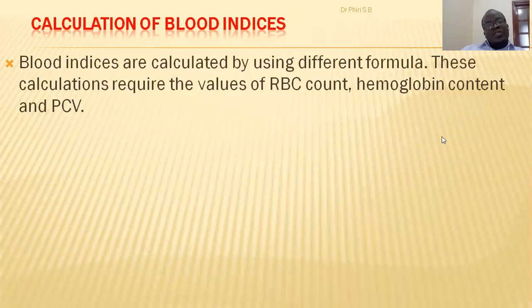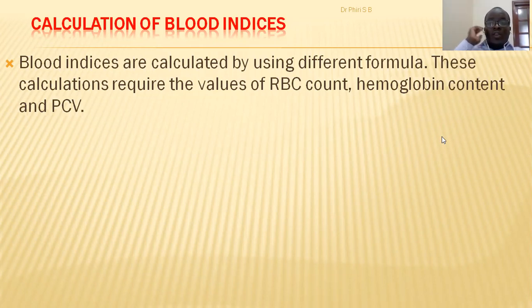These calculations will require values of red blood cell count, hemoglobin content, and PCV. So for you to do these calculations, you need this information. You need to know the red cell count for this patient. You also need to know the hemoglobin content for this patient. You also need to know packed cell volume, which is also called the hematocrit or PCV, for this patient. Once you have this information, you'll be able to calculate blood indices.